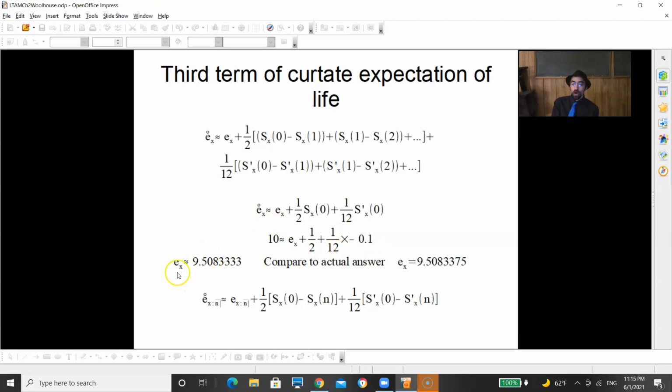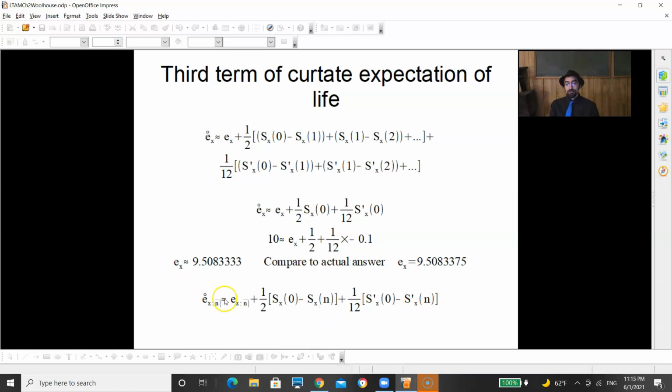Do the algebra. We get Curtate expectation of life is approximately 9.50833333. We said the actual answer was 9.50833375. So as we can see, this is a pretty darn good approximation.